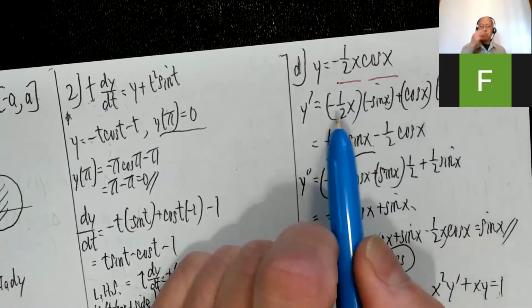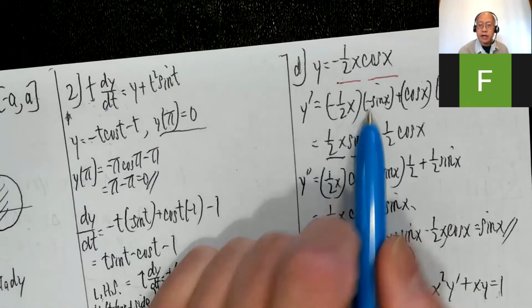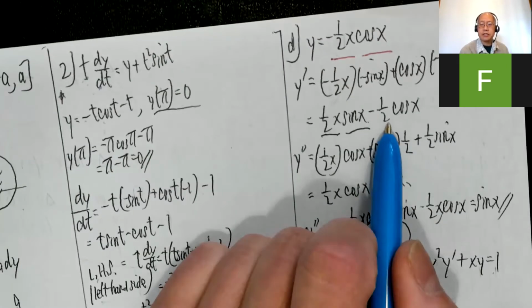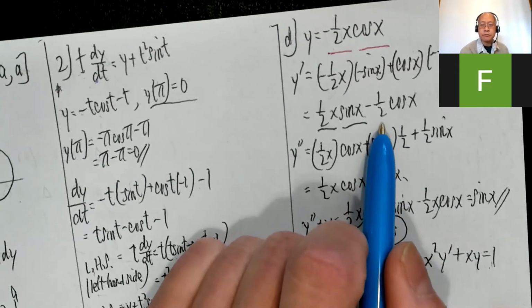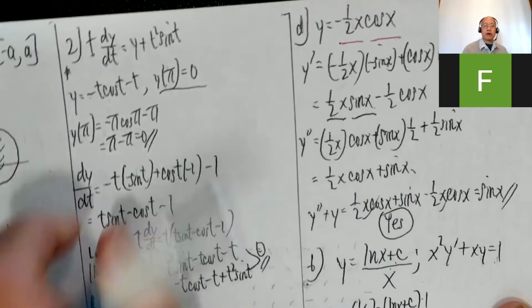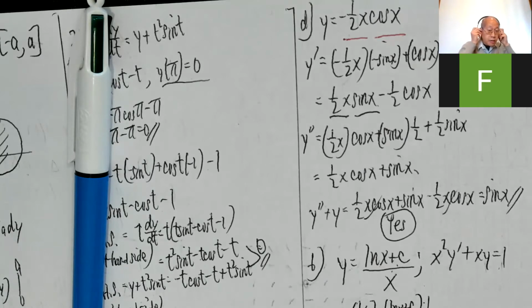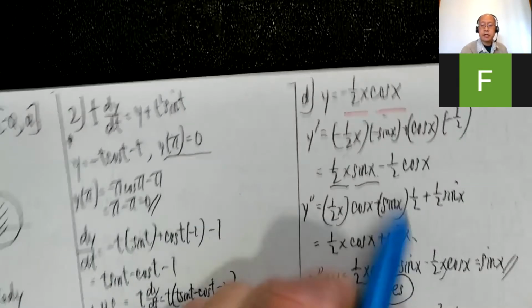Okay, then clean it up a little. These two negatives, so I get 1/2 x sine x minus 1/2 cosine x. So that's my y prime. And then all I need to do now is find y double prime. So I need to differentiate this guy.